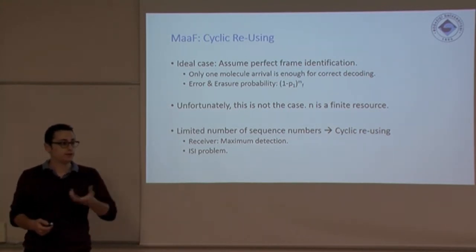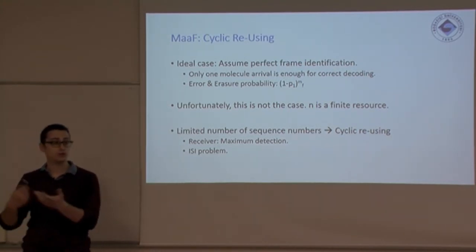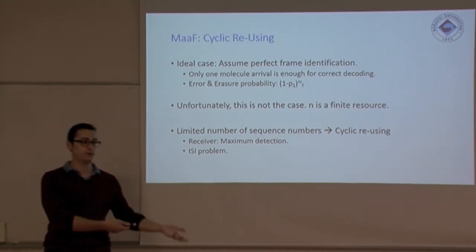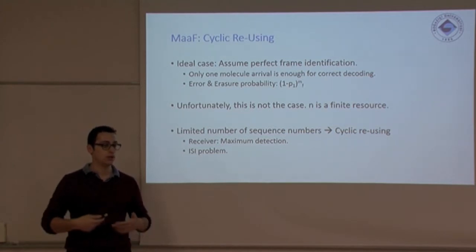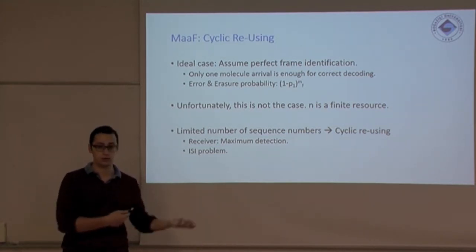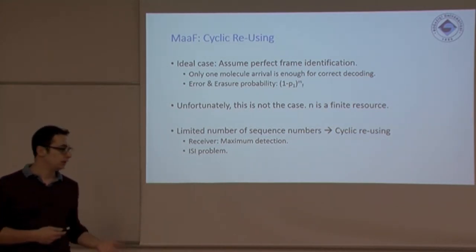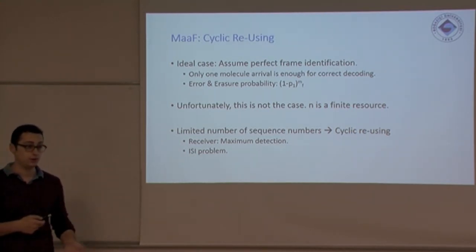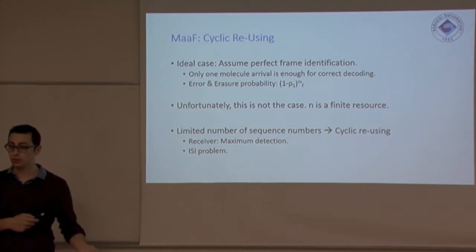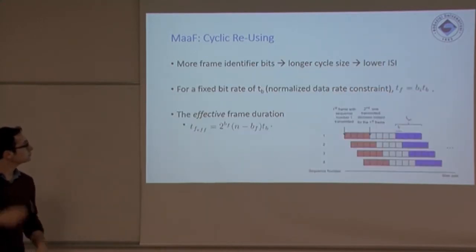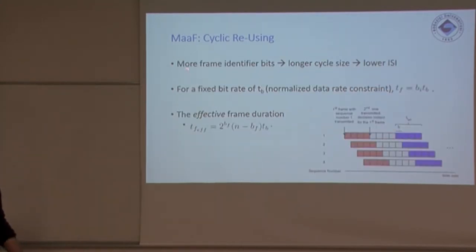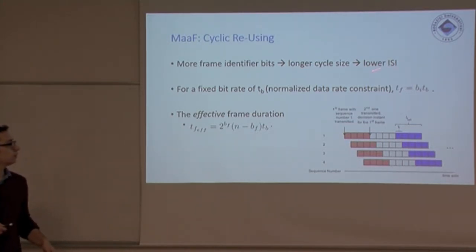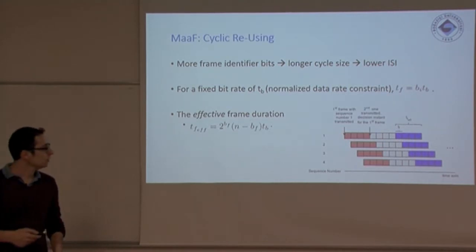So the frames from earlier frame transmissions with the sequence number 1 can interfere with other frame molecules in the channel that are transmitted later on with the same sequence number of 1, because we have to cyclically reuse these numbers. They can overlap on top of each other, and the receiver may actually decode wrong information because of this. Okay. So of course, the more frame identifier bits we have, the longer the cycle is, so the lower ISI we face. This is a very good thing.